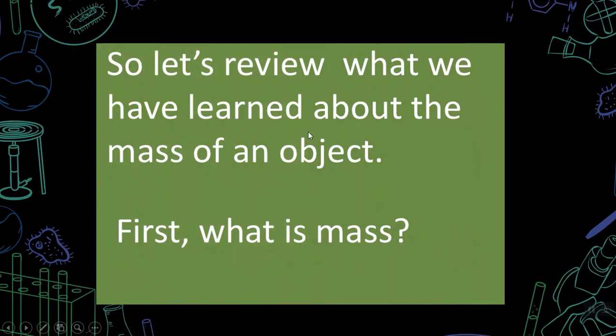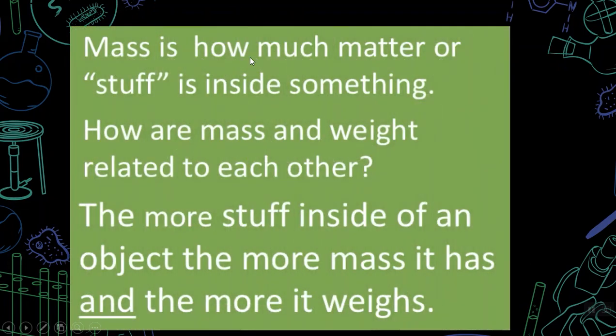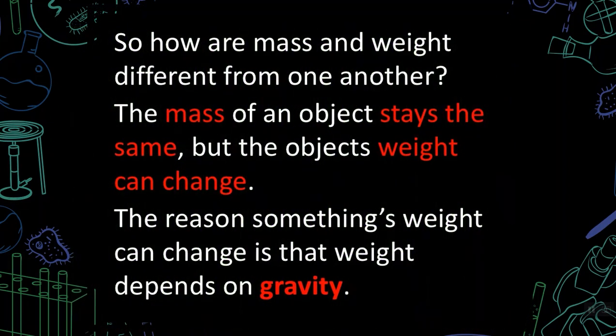Let's review what we've learned about the mass of an object. First, what is mass? Mass is how much matter or stuff is inside something. And how are mass and weight related to each other? The more stuff inside of an object, the more mass it has and the more it weighs. So, how are mass and weight different from one another? The mass of an object stays the same, but the object's weight can change. The reason something's weight can change is that weight depends on gravity.